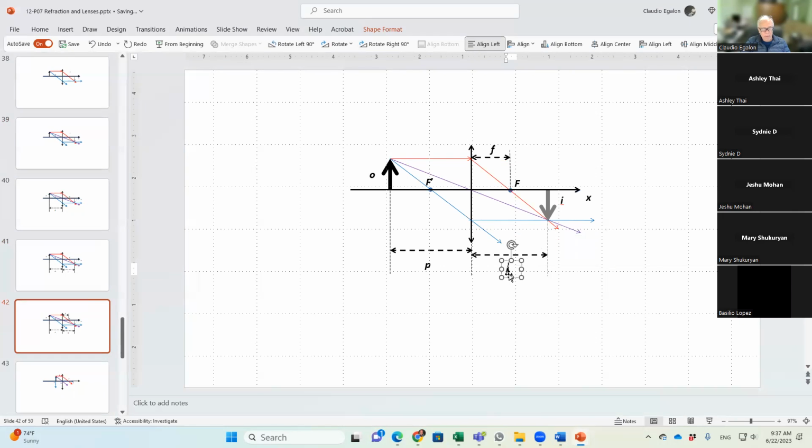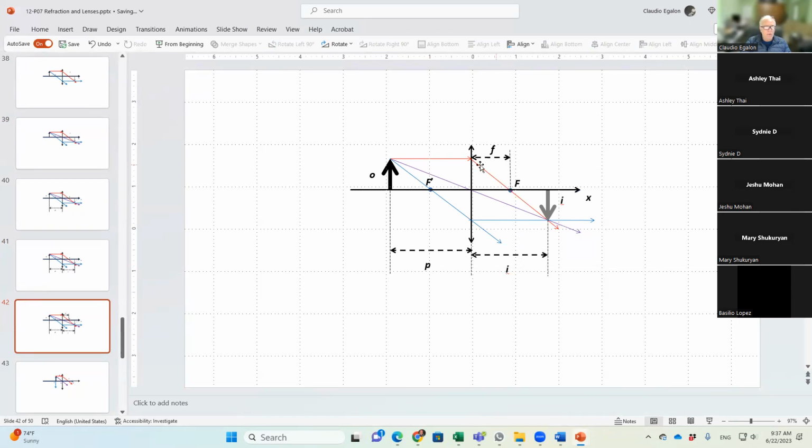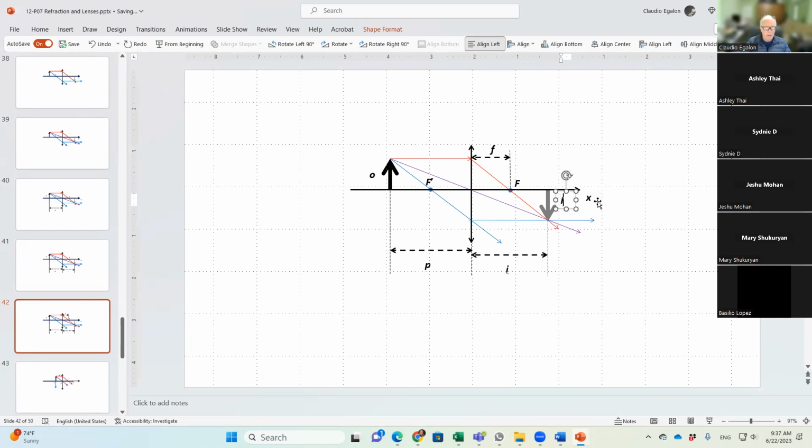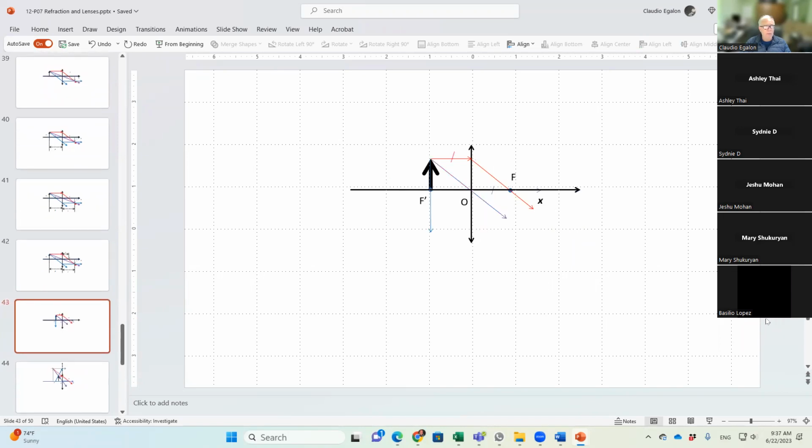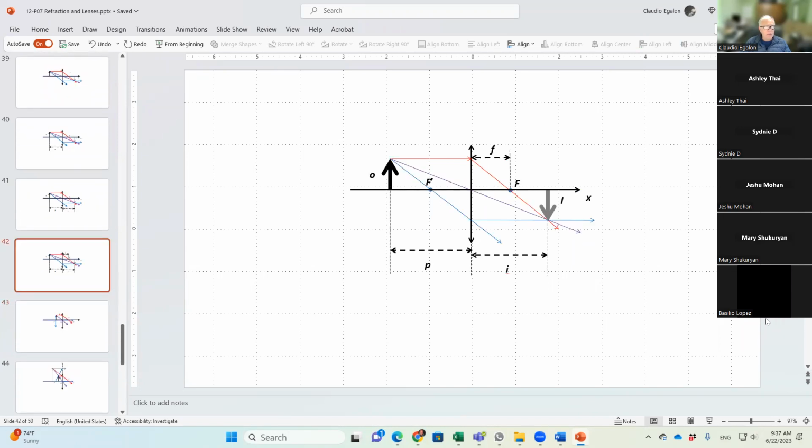Lowercase i is the image distance, right? That's the focal distance. Uppercase I. What we have here, you go. And now, that's for the position of the object behind F prime. The image that's formed is going to be further away from F.